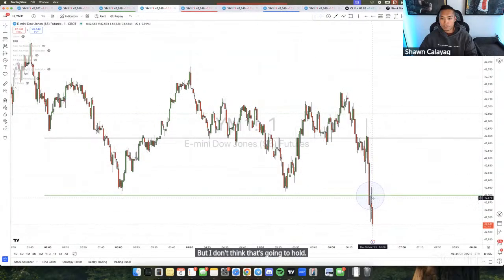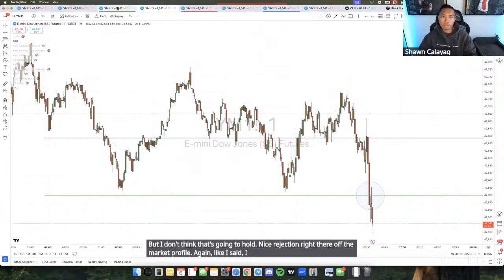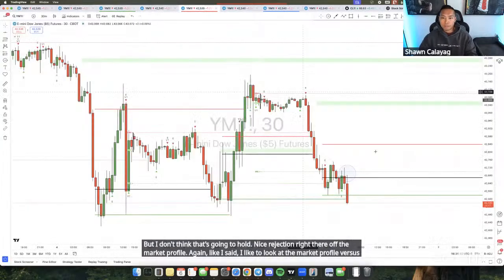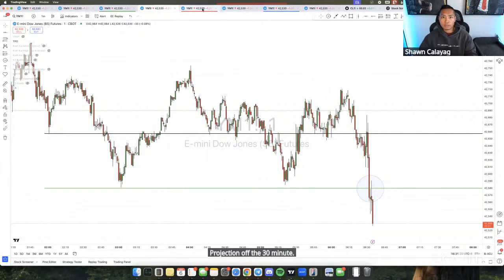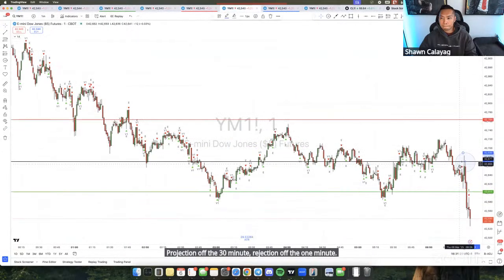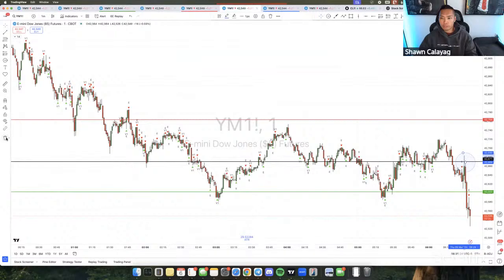Nice rejection right there off the market profile. Like I said, I think the market profile is where I'm going to be finding most of my rejections from, obviously. Rejection off the 30-minute, rejection off the 1 minute. Overall bias right now is really strong for a sell.